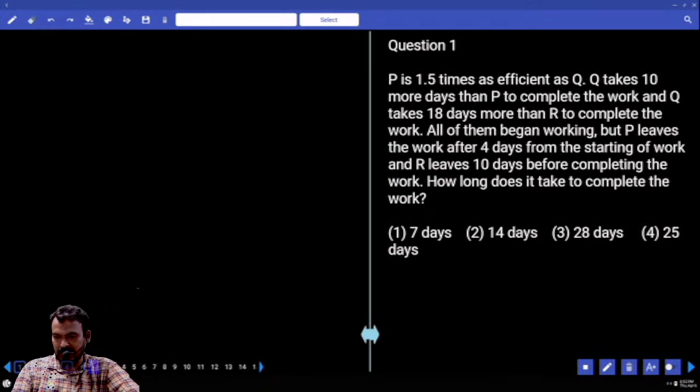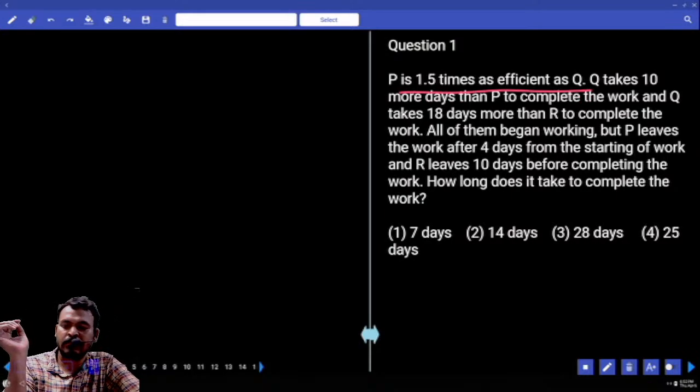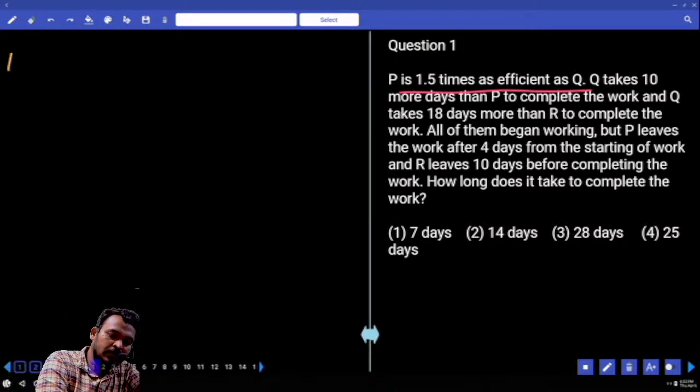P is 1.5 times as efficient as Q. Q takes 10 more days than P to complete the work, and Q takes 18 days more than R to complete the work. First of all, P's efficiency is 1.5 times of which one? Q. Means what is the efficiency ratio?